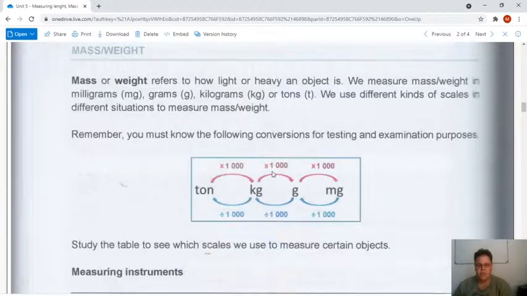If my tongue twists, mass is a very hard word for me to say for some reason, so if my tongue twists, please, I'm sorry.